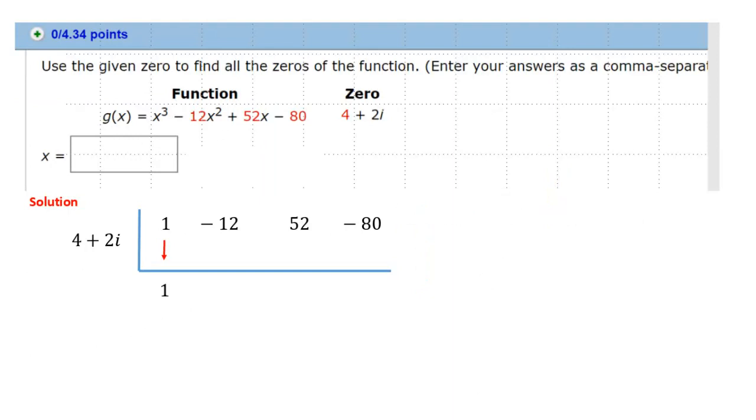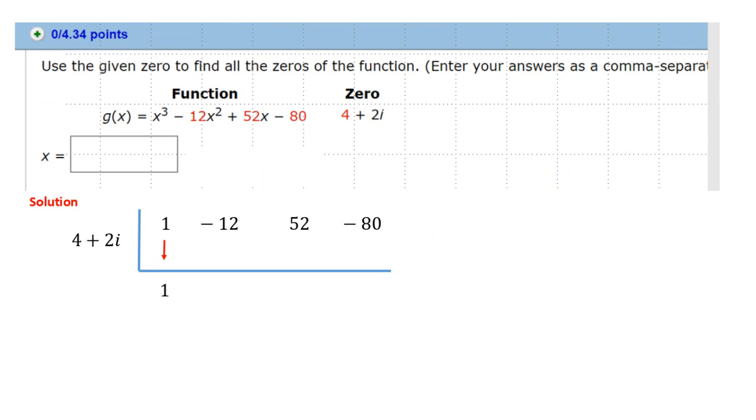Okay, let's look at this other example. Again, this is a copy from your assignments from WebAssign. It says use the given zeros to find all the zeros of the function. They give me a complex zero, and it's complex because we have the symbol i here. This means we're dealing with an imaginary or complex number. And our function again is a cubic function: x cubed minus 12x squared plus 52x minus 80.